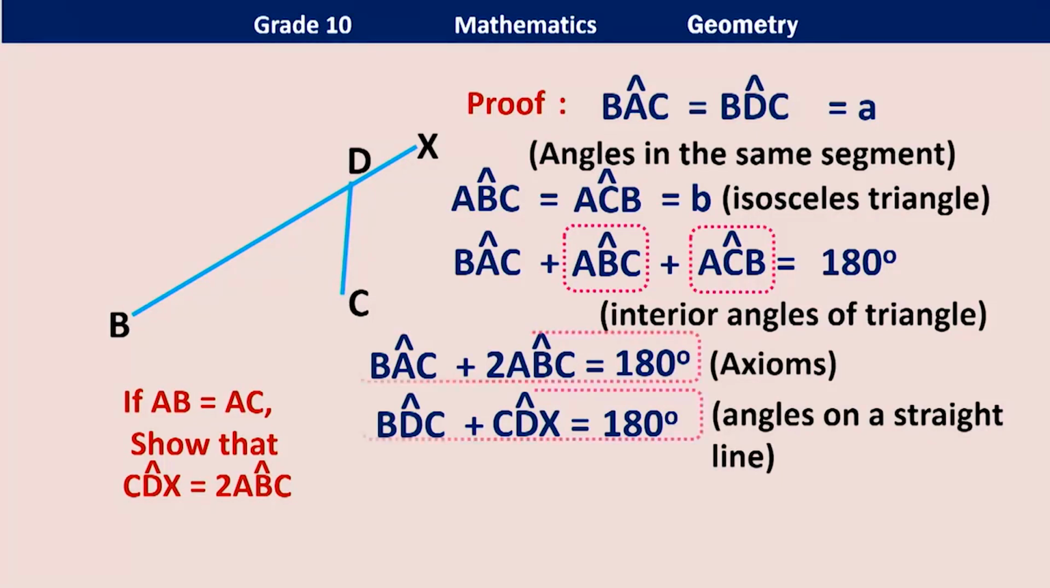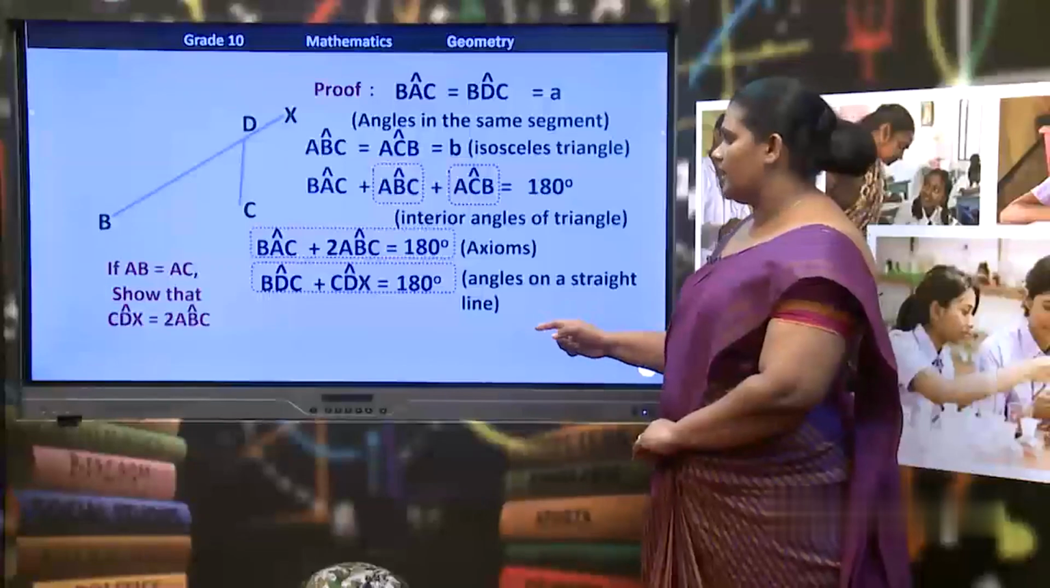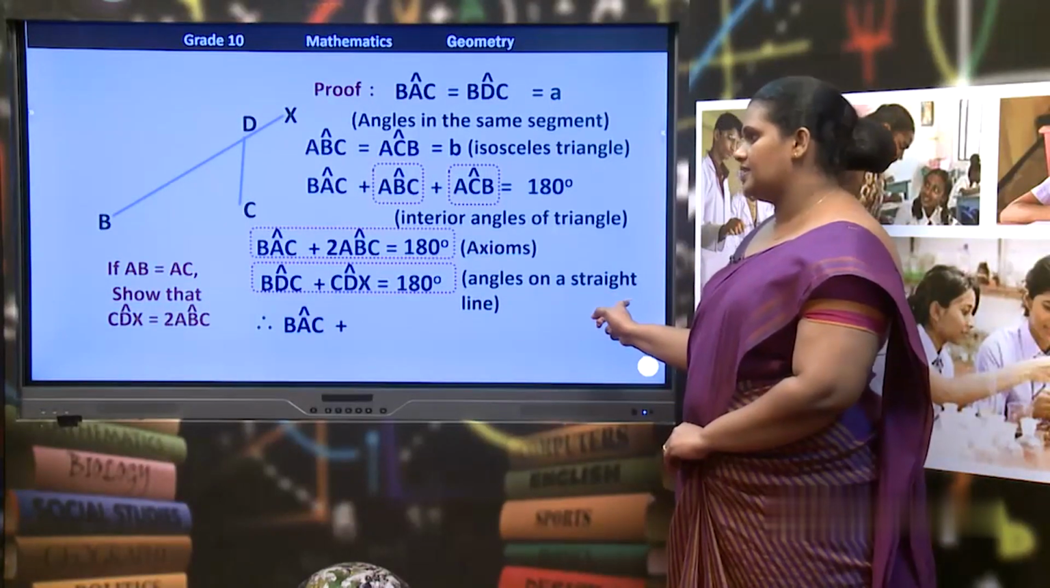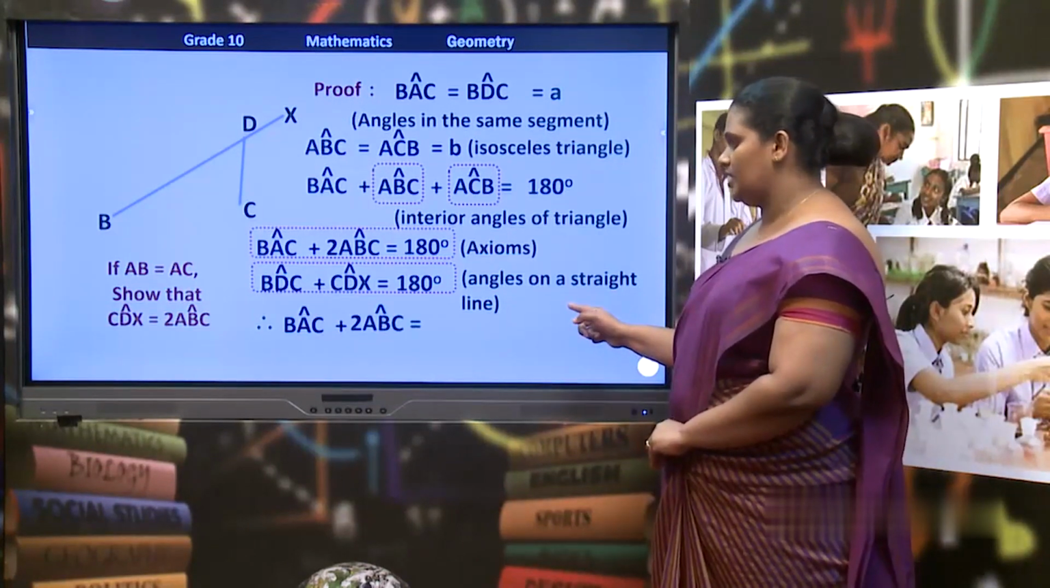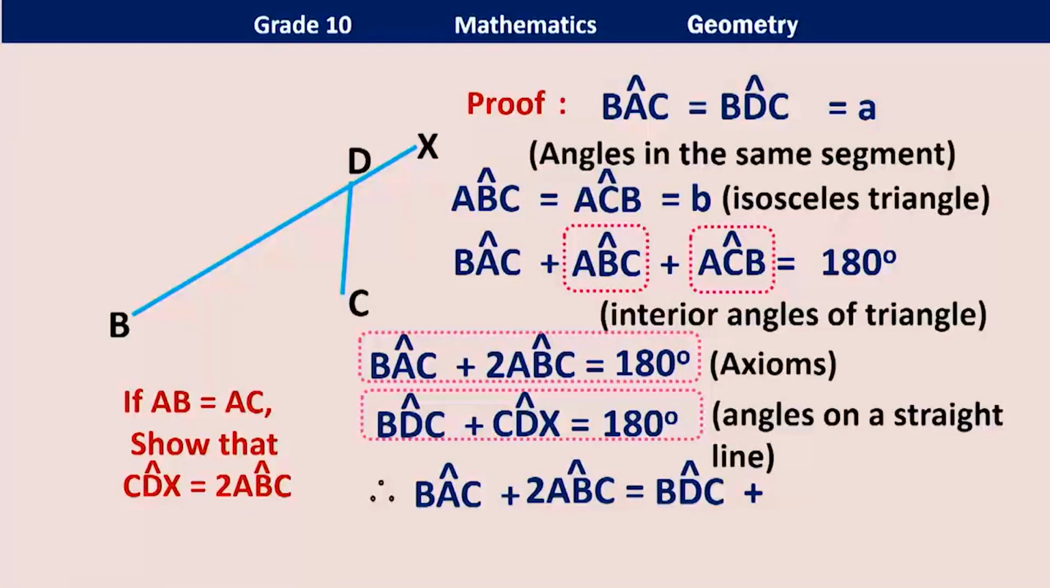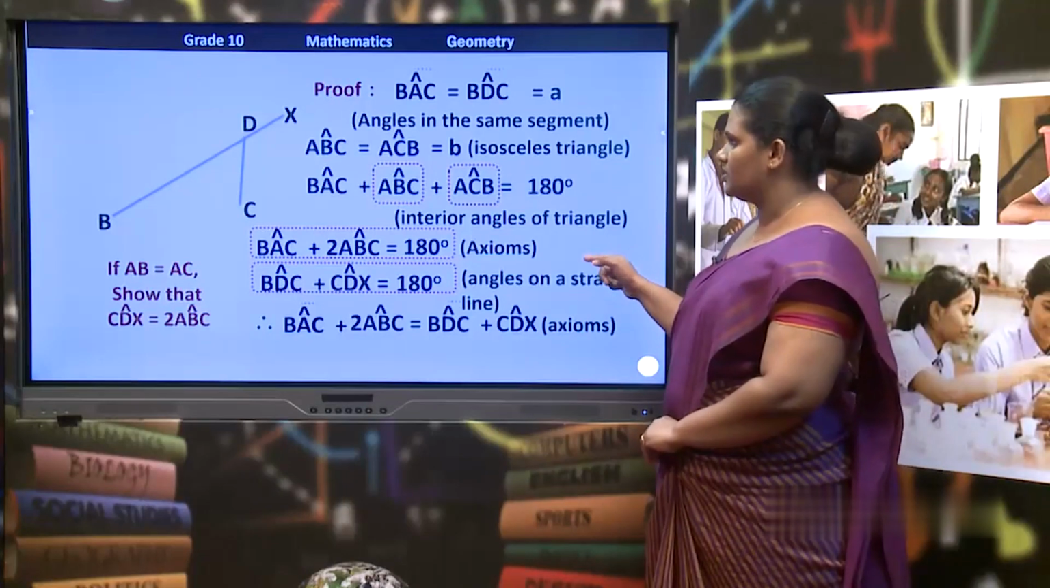Once again, have a look at these two equations. First, we got angle BAC plus twice angle ABC equals 180 degrees. Then I got angle BDC plus angle CDX is equal to 180 degrees. In both equations, I have got 180 degrees on the right hand side. Therefore, I can get angle BAC plus twice angle ABC is equal to angle BDC plus angle CDX. I got it using the knowledge of axioms.